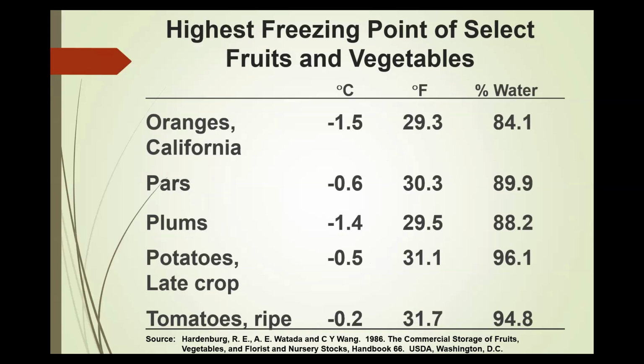Here we have the same table, but with different commodities. Looking at oranges, notice it's 84.1% water and has a freezing point of 29.3 degrees Fahrenheit. In contrast, for tomatoes, which when ripe are 94.8% water, the freezing point is 31.7 degrees Fahrenheit.